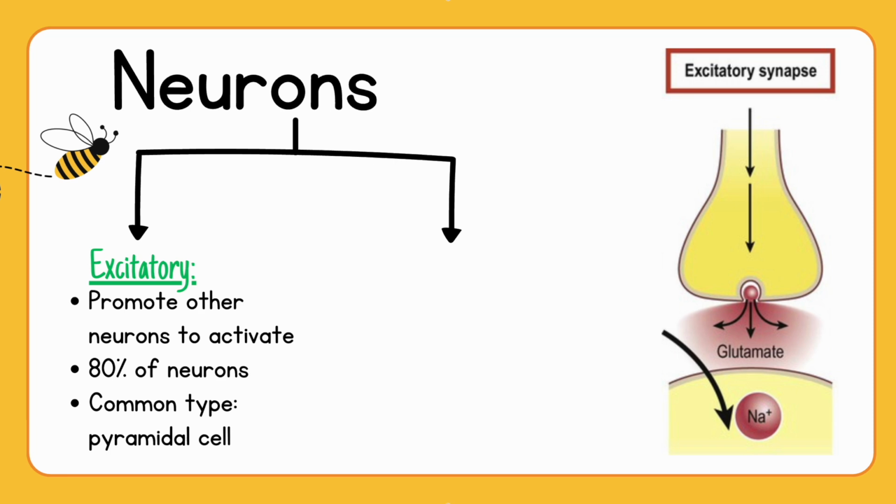So 80% of neurons are excitatory, and the most common type is a pyramidal cell, and it has a pyramidal structure. So this diagram here is demonstrating an excitatory synapse, where we have glutamate, which is an excitatory neurotransmitter or signaling molecule, and it allows for the influx, or the entering, of positively charged ions into the receiving neuron. And that allows that neuron to activate and to get closer to an action potential.